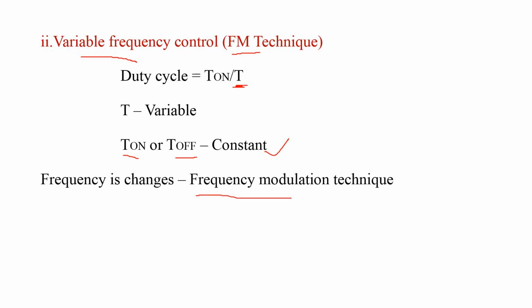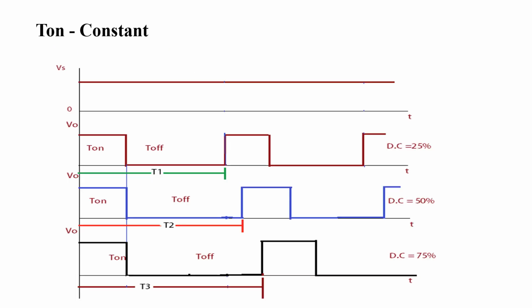We are going to conclude why it is called frequency modulation technique by using waveforms. First, consider on time of the chopper as constant by controlling the output voltage of chopper by using variable frequency control method. These are the waveforms related to controlling the output voltage of chopper when on time of the chopper is constant. Here Vs is the input of the chopper and V0 is the output of the chopper. We are going to observe the output voltage of the chopper for different duty cycles. In all the cases, we are going to make the on time of the chopper as constant.